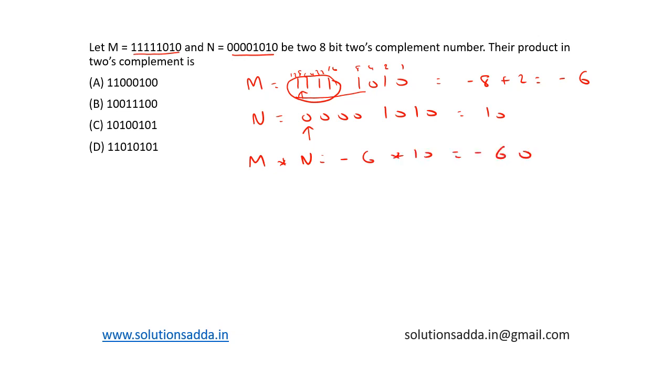So let's see each option one by one to see how they are represented. 1 1 0 0 0 1 0 0. The place values are 128, 64, 32, 16, 8, 4, 2, 1. So this is a negative number, so this can be an answer. So the final value will be minus 128 plus 64 plus 4. So we have 60 or minus 60. Yes, minus 60. So option A is the correct answer here.